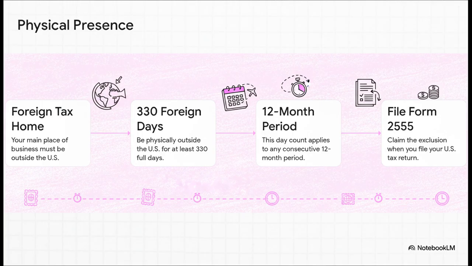It's not about feelings or intentions. It's a pure numbers game. First, your tax home has to be in a foreign country. That just means your main place of work. If you're freelancing from coffee shops in Colombia, then that's your tax home. Then comes the really critical part, the day count. You have to be physically outside the U.S. for at least 330 full days, and I mean full 24-hour days, within any 12-month stretch.